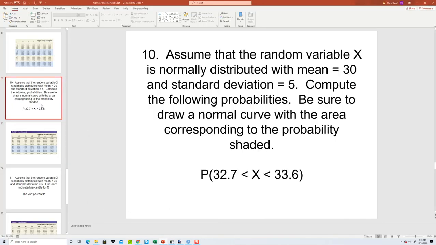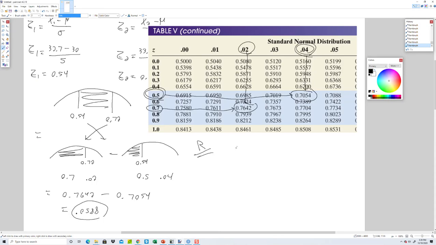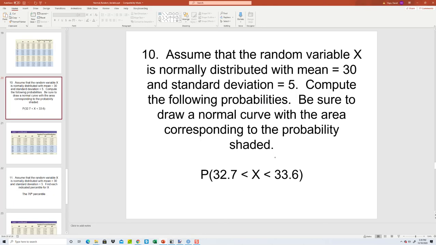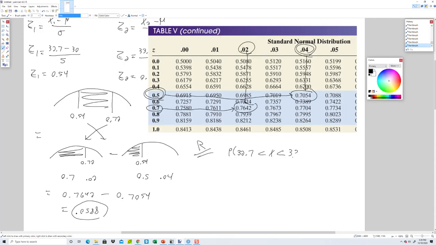And that was this one. So probability of 32.7, and what's the other one? 33.6. Mean was 30, standard deviation was 5. Okay, so if I were to draw it, that's 32.7 to 33.6, shaded in like that. It gives you a visual, but you know it's a between two values case.